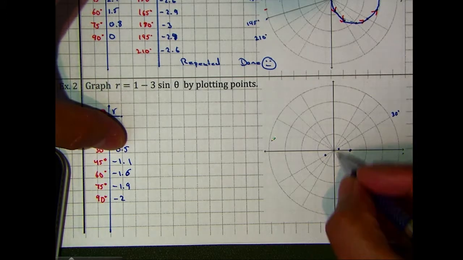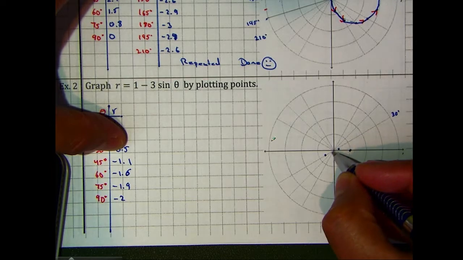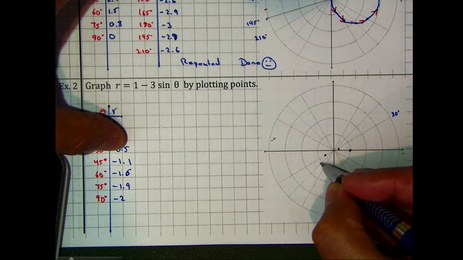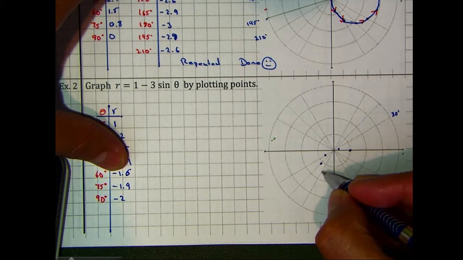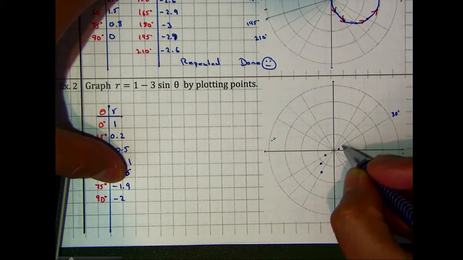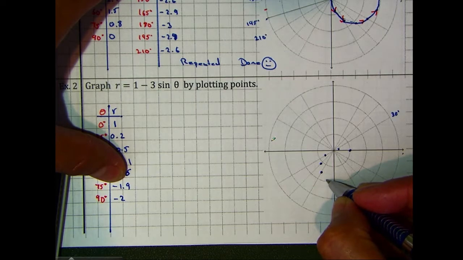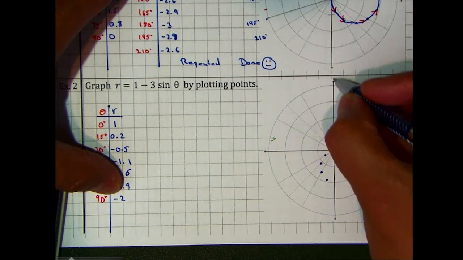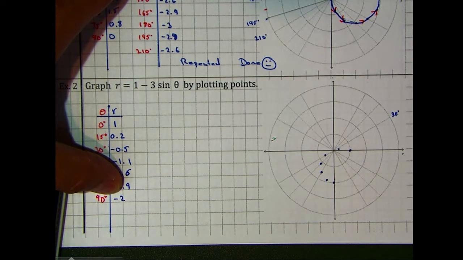45 degrees, instead of being 1.1, it'll be negative 1.1. 60 degrees, instead of being 1.6, it'll be negative 1.6. 75, which is the halfway mark, instead of being 1.9, it'll be negative 1.9. And 90 degrees, instead of going forward, it's going to go backwards, negative 2. And then we're just going to continue.